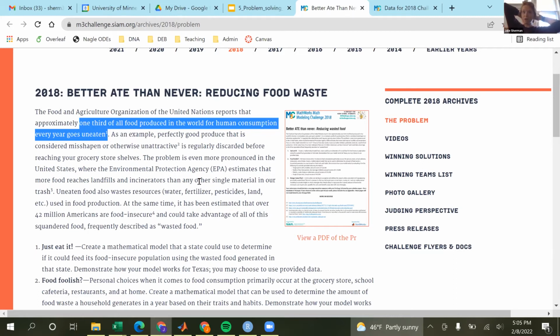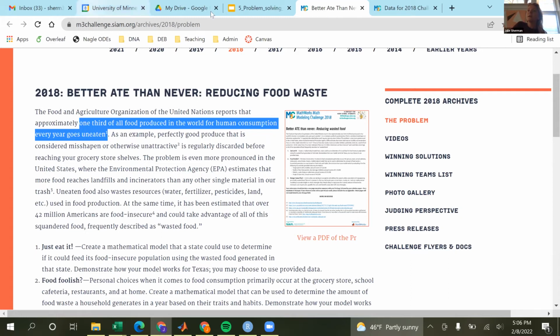This, of course, is a problem because it wastes resources: water, fertilizer, pesticides, etc. At the same time, it seems like a bigger issue because we have the problem of food insecure people around the world. In particular, 42 million Americans are food insecure. And it seems that when we're wasting food, yet people don't have enough food, there's some imbalance there. And that is at the crux of this problem.